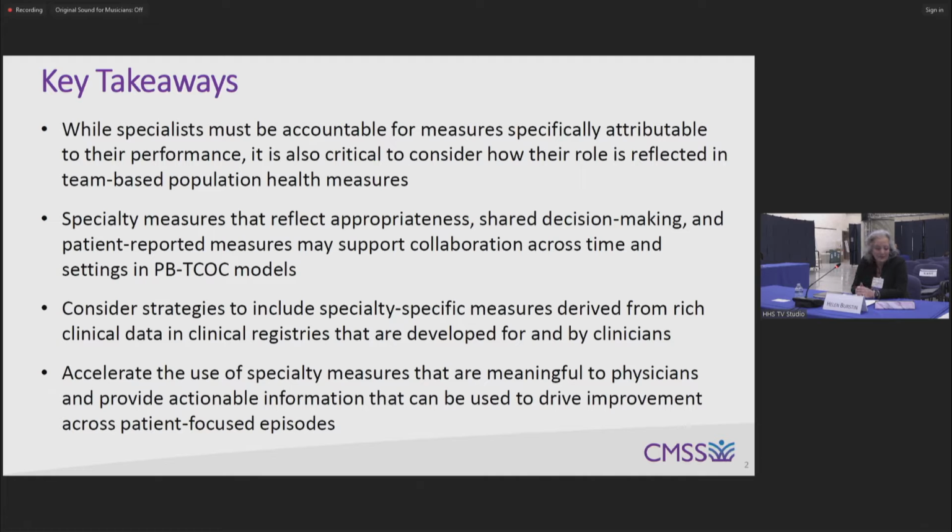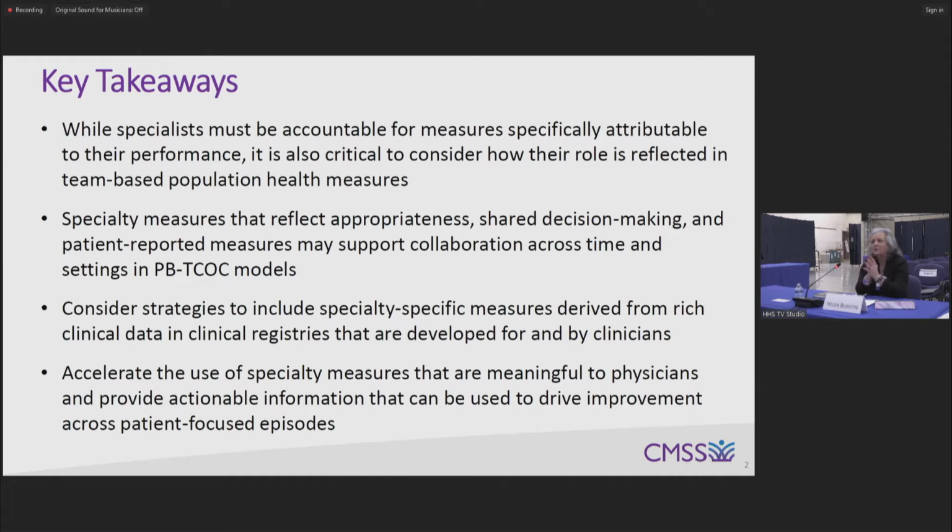I just have one slide of key takeaways. We'll have lots of time for discussion. I think very importantly, as we think about the role of physicians in this space, and I say specialists really broadly here, both primary care as well as specialty providers, specialists in general, we have to be accountable for measures that likely are attributable to our performance. But as we really think about these population-based total cost of care models, really important that even if you're not directly attributable, thinking through what your role is in terms of how that's reflected in the team-based population health measures, I think is going to be critical.